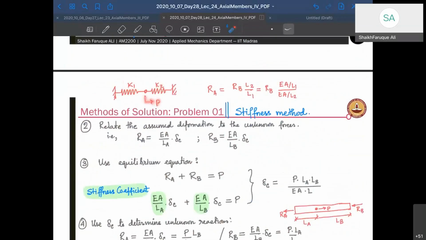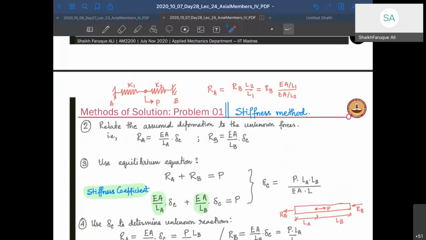So this is K2, which is near your B point. So probably this is B, and this is your A. Okay, right? And that gives you how much your movement of P is going to be. How much the point C is going to move will depend on the relative stiffness of K1 and K2, right? And that's what I am showing here. Okay, let's solve it.